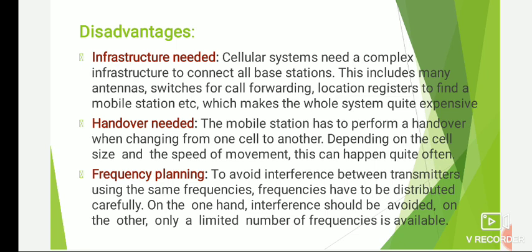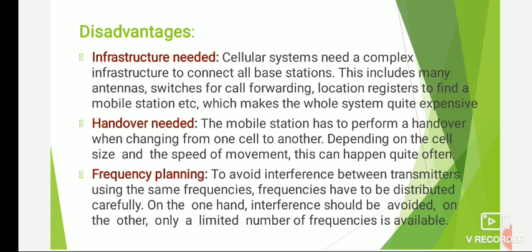Then we have some disadvantages. Infrastructure is needed in the case of this cellular system. Cellular systems need a complex infrastructure to connect all the base stations. This includes many antennas, switches for call forwarding, location registers to find a mobile station, etc., which makes the whole system quite expensive. So, that is a disadvantage here.